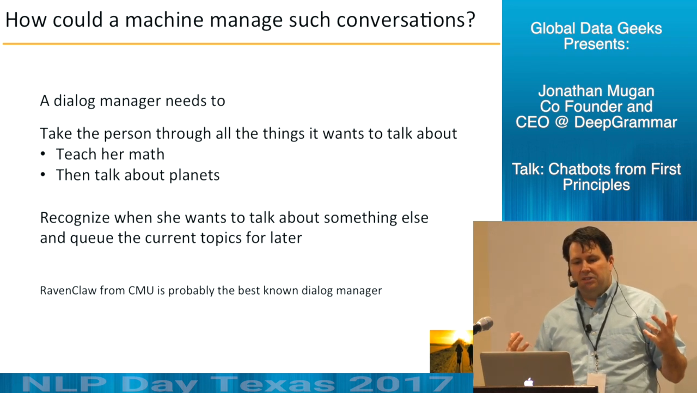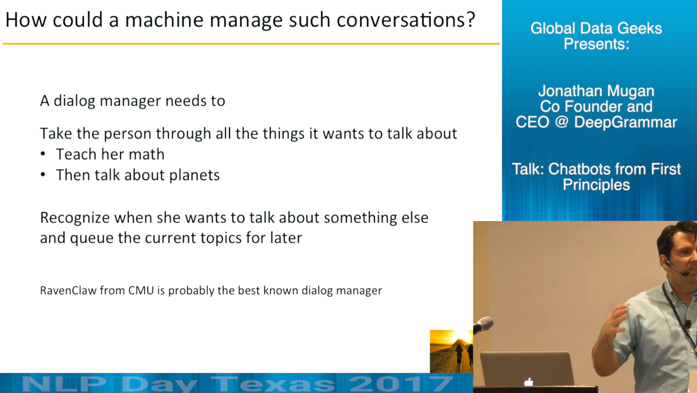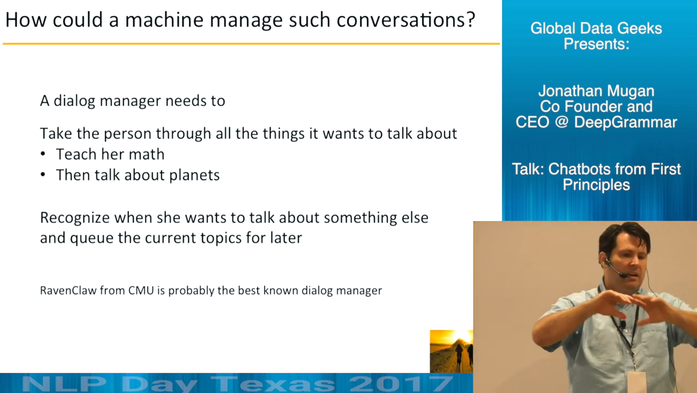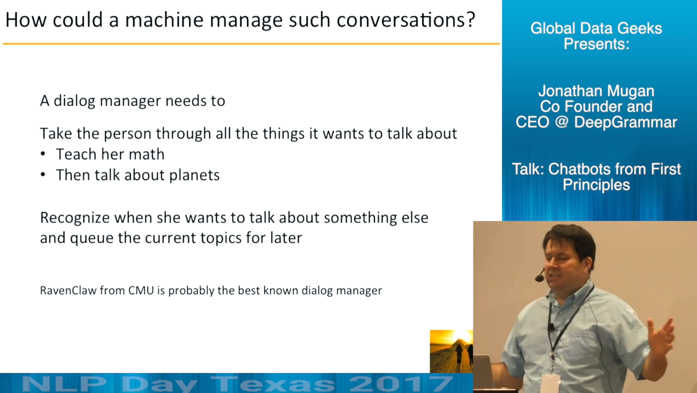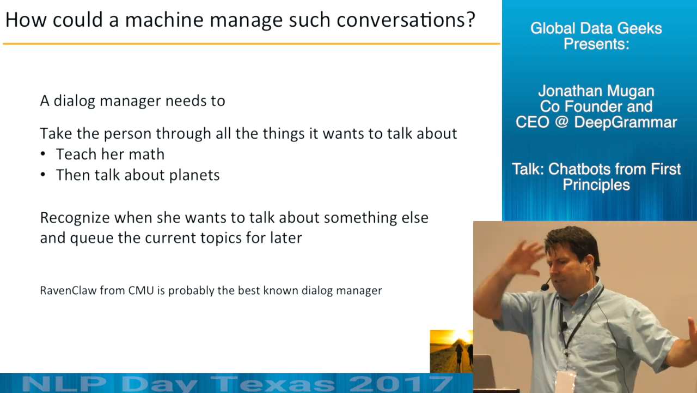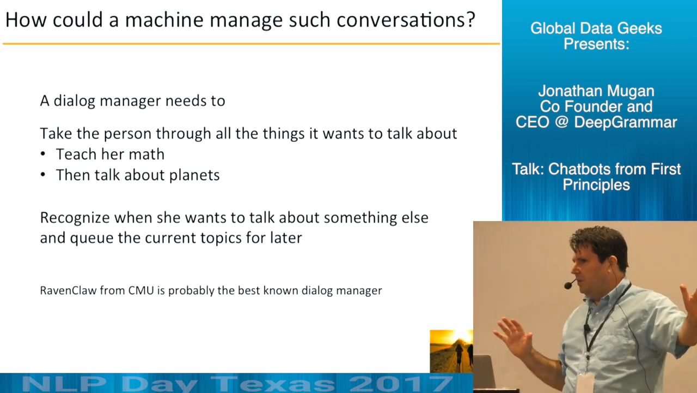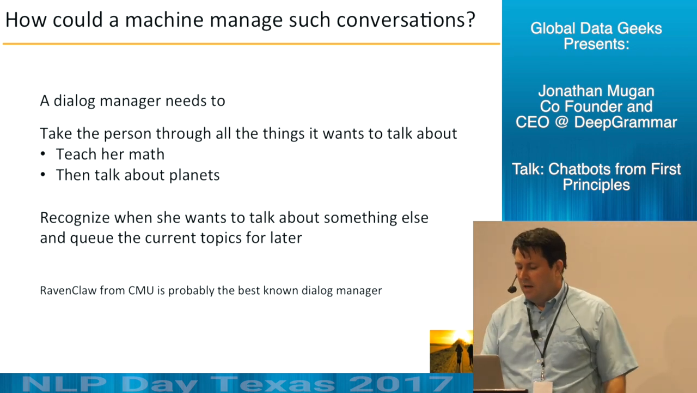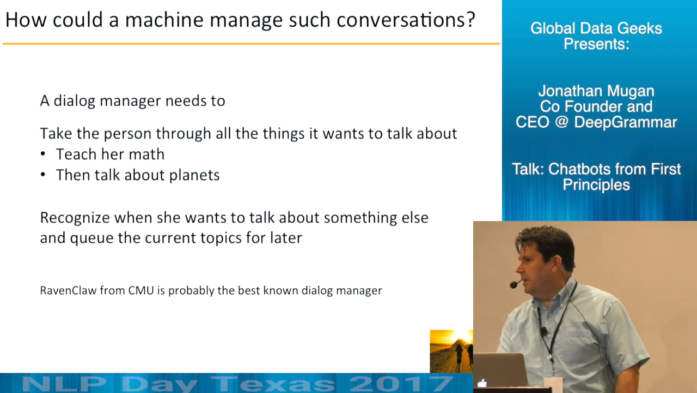A dialogue manager takes the person through these different things. It's: okay, I'm going to teach her math, and then I'm going to teach her this, and I'm going to teach her that. And then, oh, well, it's a child. The child's not going to go with what I say, so the child's going to just talk about something completely different. And I've got to keep track of where we are in the conversation and what conversation is going on at once. There's this best-known system called Ravenclaw from CMU.